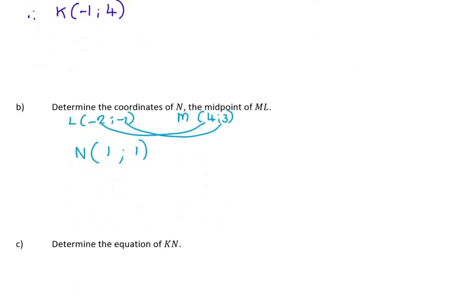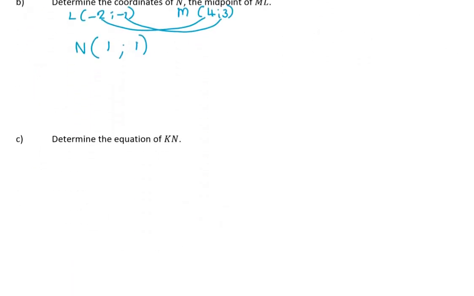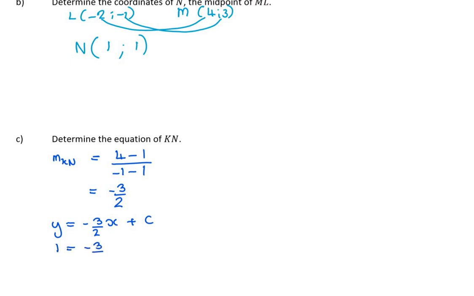The gradient of KN would be change in y over change in x. So 4 minus 1 over -1 minus 1, which is -3/2, which seems possible because this is slanting down. So now I know that it's y = -3/2 x + c, and I definitely would substitute in N because it's (1, 1). Sometimes if I couldn't find N, I would probably substitute in K. It really doesn't matter because you get the same answer either way.